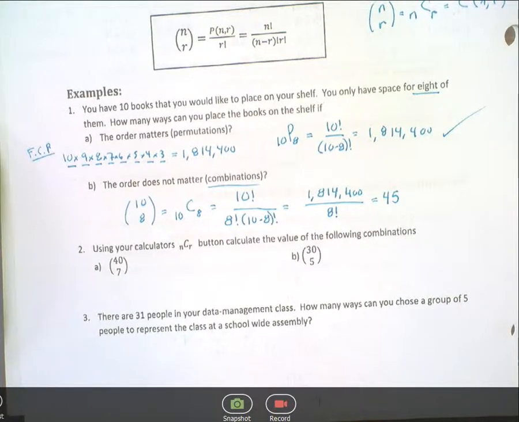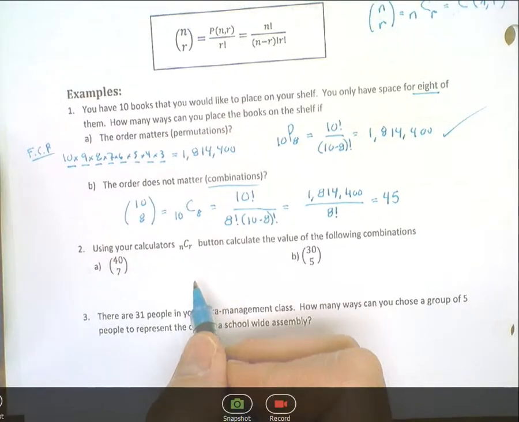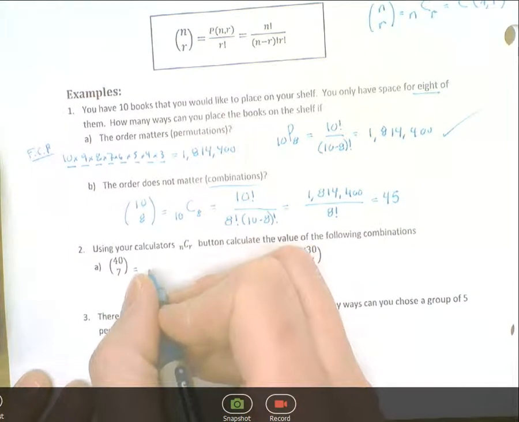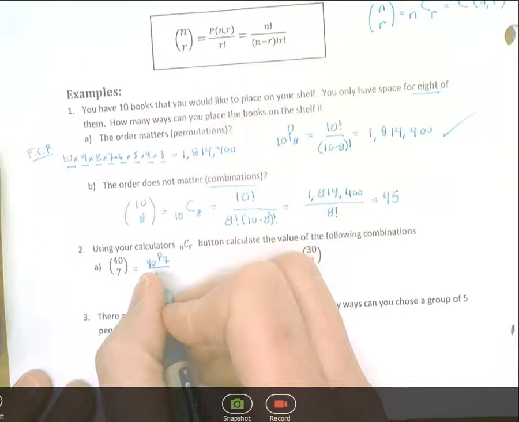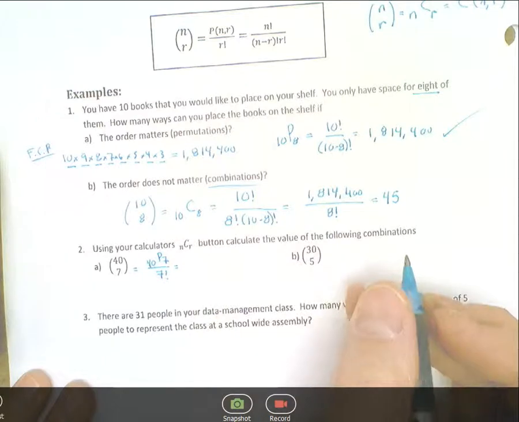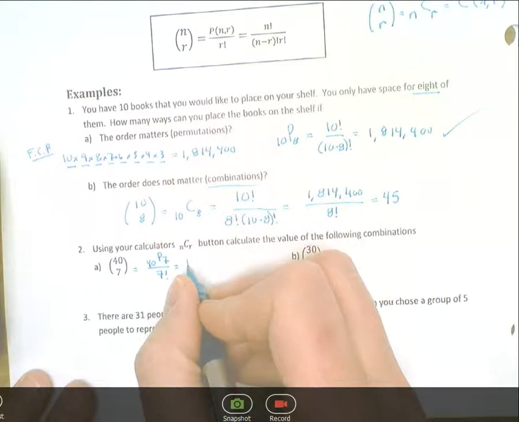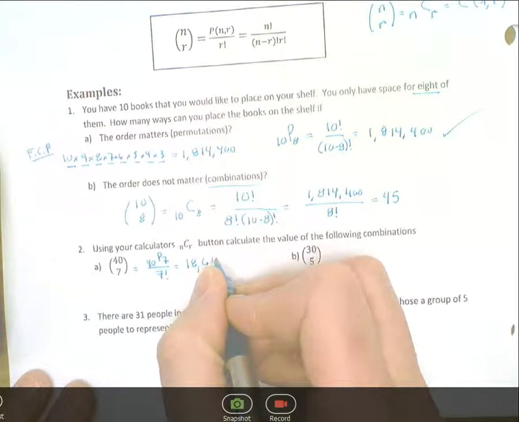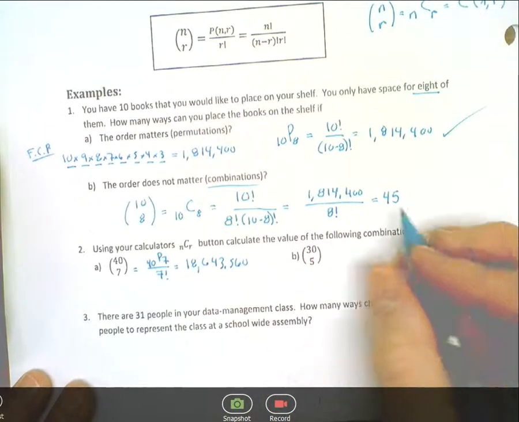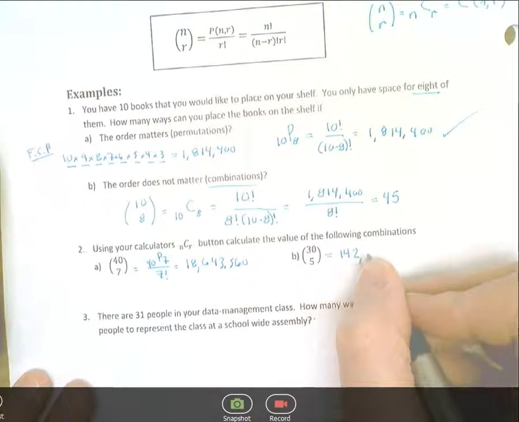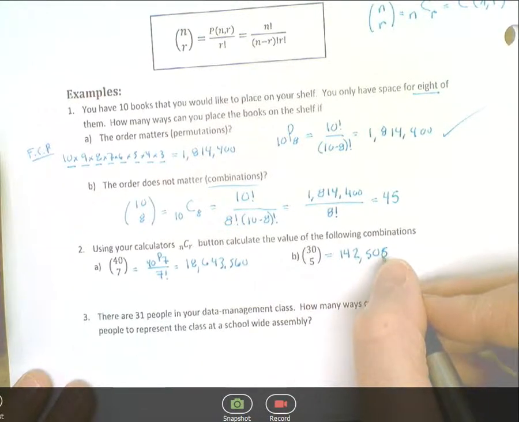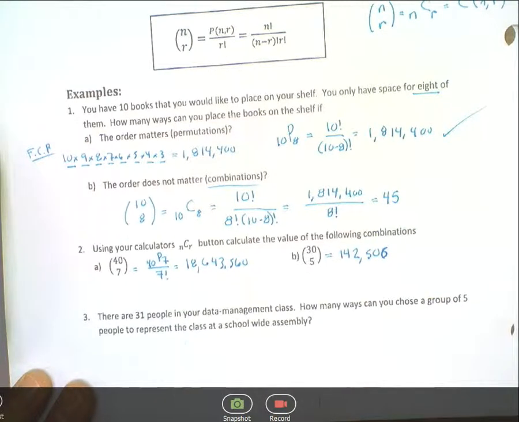All right, so on your calculator it says use your nCr button to calculate the number of combinations. So again, this is the same thing as saying 40P7 divided by 7 factorial is another way of thinking about it. And it's 18,643,560. 30 choose 5. If you put it in your calculator, try it first. Should get you about that number there, or exactly that number there. Okay. In the last example, actually we'll do a couple more.